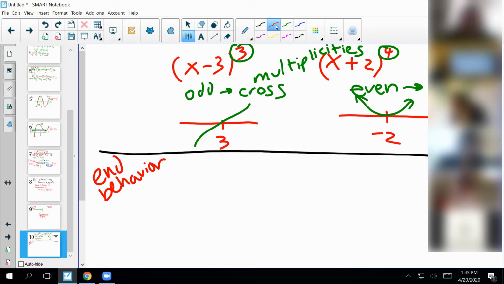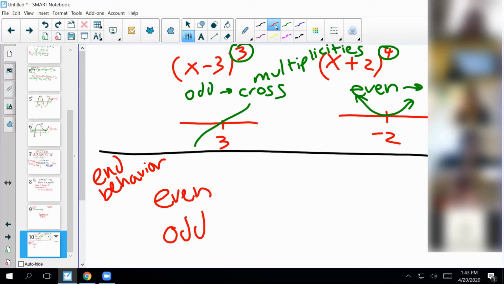End behavior, like we talked about at the beginning, depends only on the leading term. That's what's going to be important as x gets really big. Basically, what matters is if it's even or odd. So let me do it this way. So even or odd, just to have a specific example in mind.